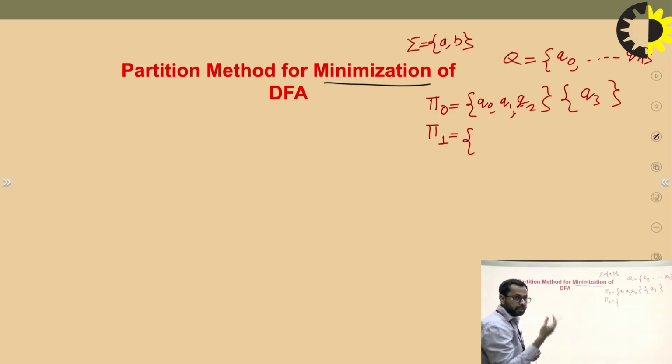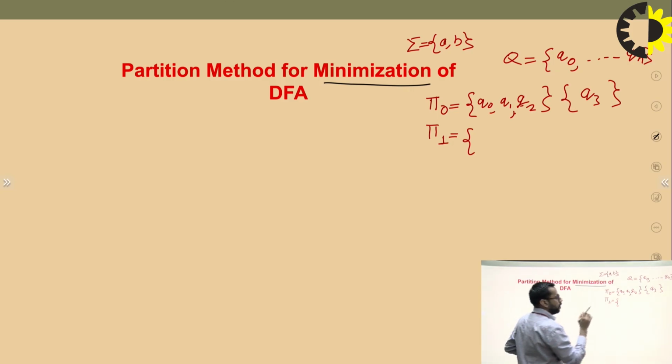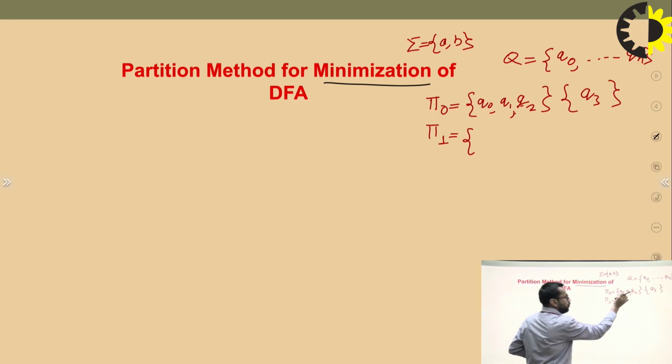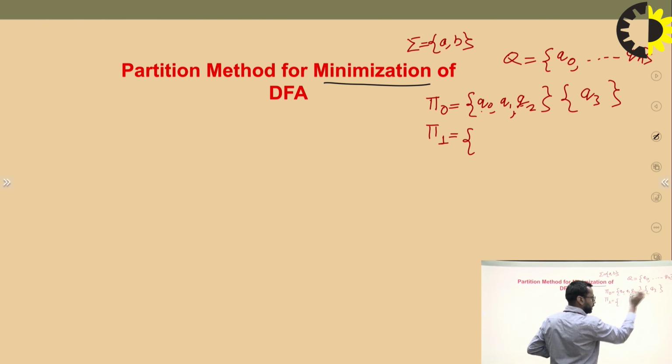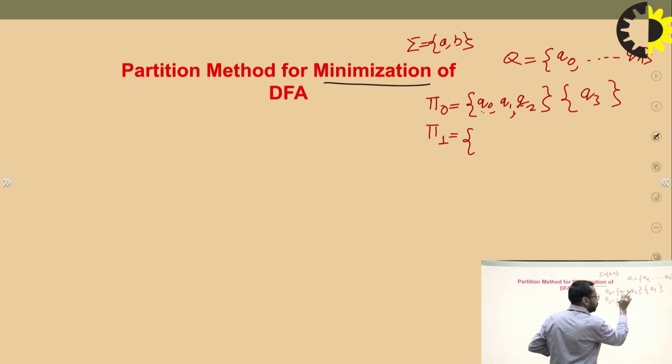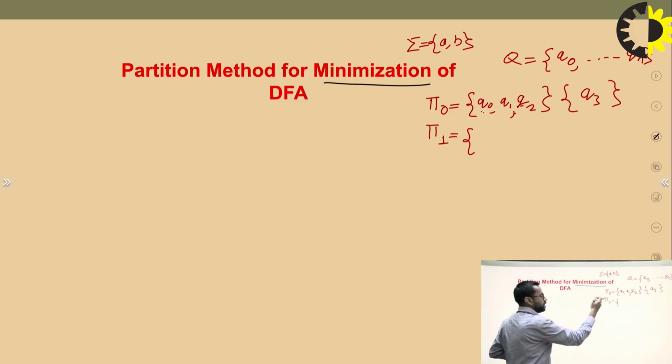So what is the next state after applying the given inputs A and B? If the next states belong to the same set, then we keep Q naught and Q1 in the same set. Otherwise, if the next states exist in different sets, then we put Q naught and Q1 in different sets. This procedure continues for Q naught and Q2, and if there are other states, then Q naught and Q3. We do the same thing for the second set, and this procedure is repeated.